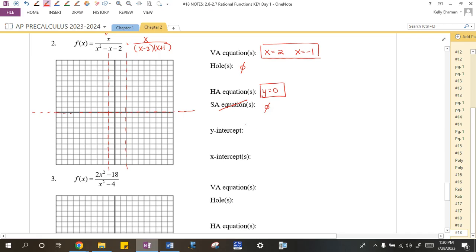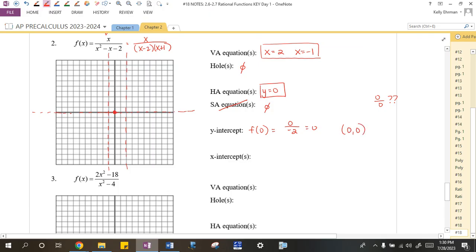What about the y-intercept? If we plug in 0, what do we get? We get 0 over -2. It's important to check that you get 0 over a non-zero number because that is equal to 0. 0 divided by 0 means you could have simplified something. That's called an indeterminate form, and you'll see more about that in calculus. Okay, so the y-intercept is 0, 0.